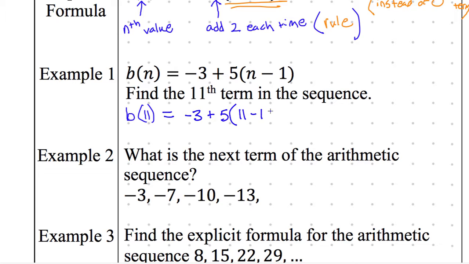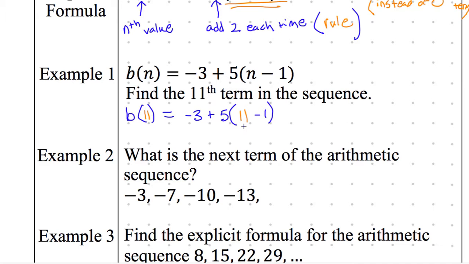11 minus 1. And let me back up here. I can do the 11 in yellow to make it pop out more. 11 minus 1. This guy right here, I'm going to change to yellow as well, so we can track that.